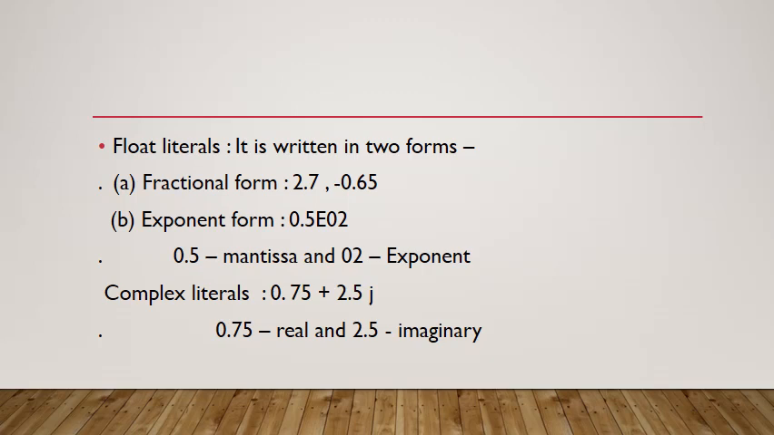Now the last numeric literal is complex. It is written in the format of x plus yj. In mathematics, complex numbers are written in the format of x plus iy. But here, because i is used for current in physics, in Python we use the j character. Like any number written here, 0.75 plus 2.5j, is a complex literal. There are two parts of a complex literal. 0.75 is the real part and 2.5 is the imaginary part.